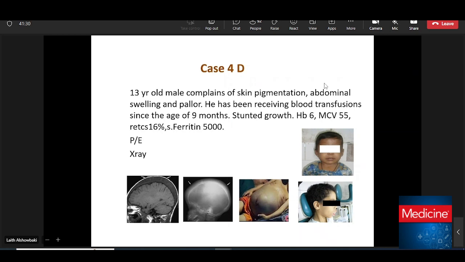So the last case that we've got is a 13-year-old male who complains of skin pigmentation, abdominal swelling, and pallor. He has been receiving blood transfusion since the age of 9 months, so he's transfusion dependent. He definitely has stunted growth because of his chronic anemia, very low MCV, elevated retic count, and evidence of iron overload with a ferritin measuring 5,000.